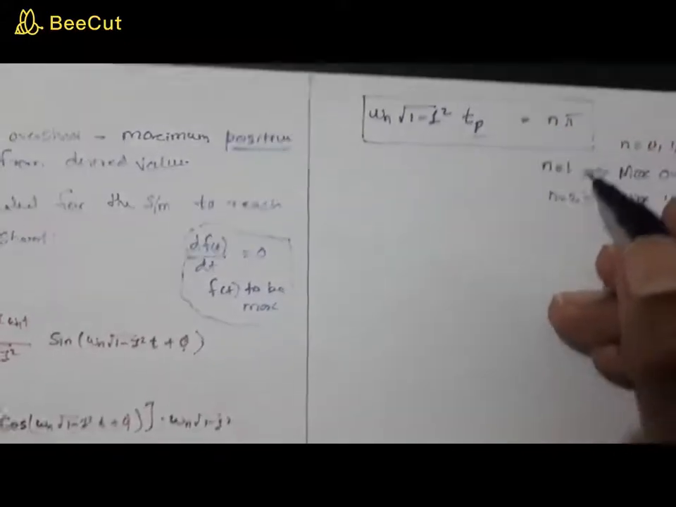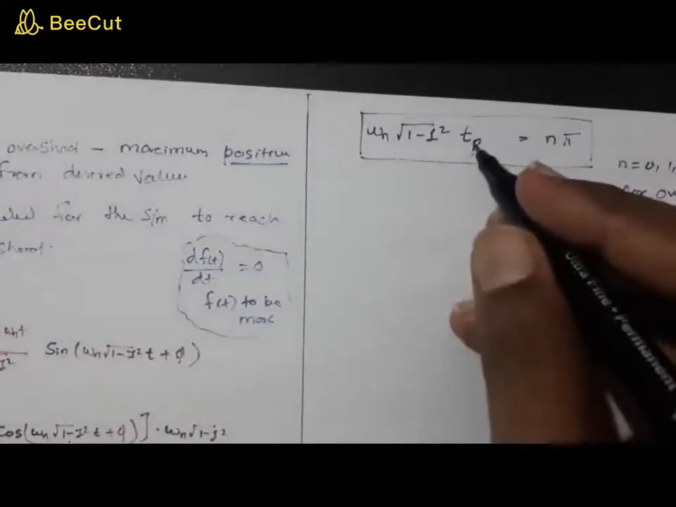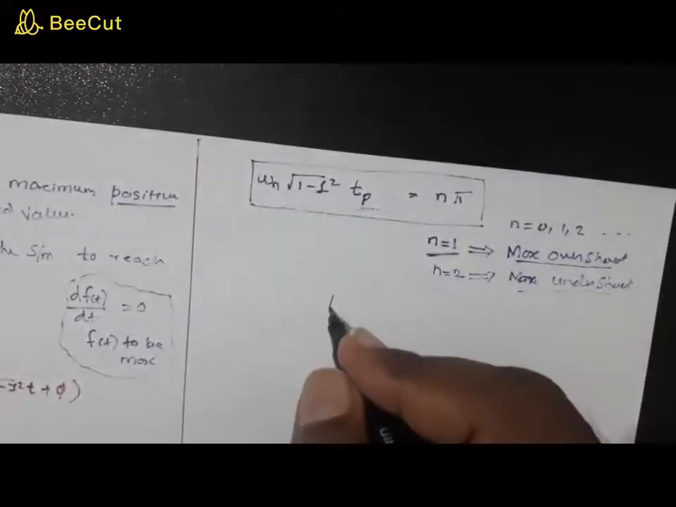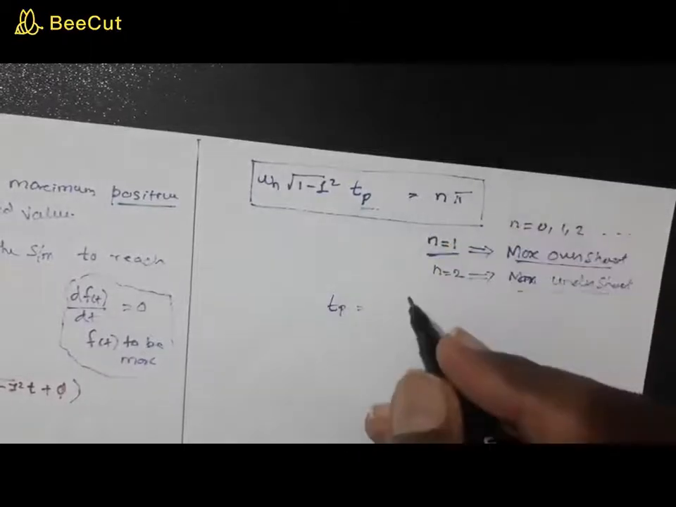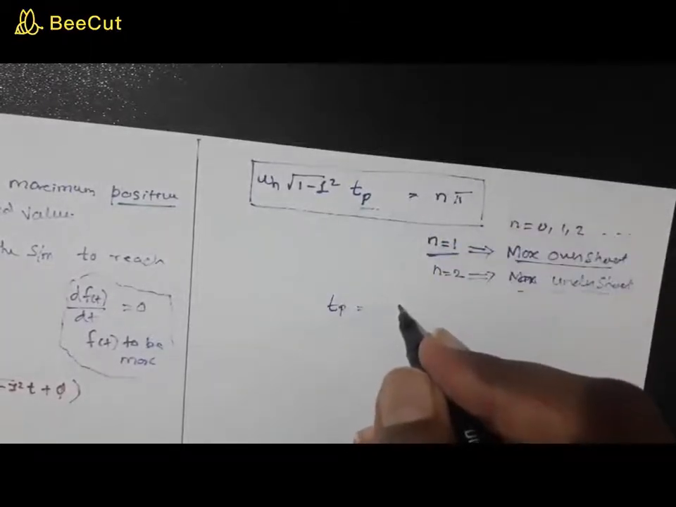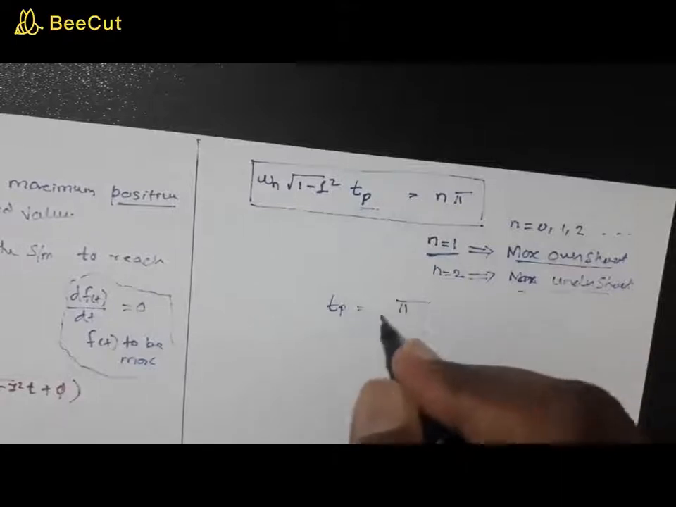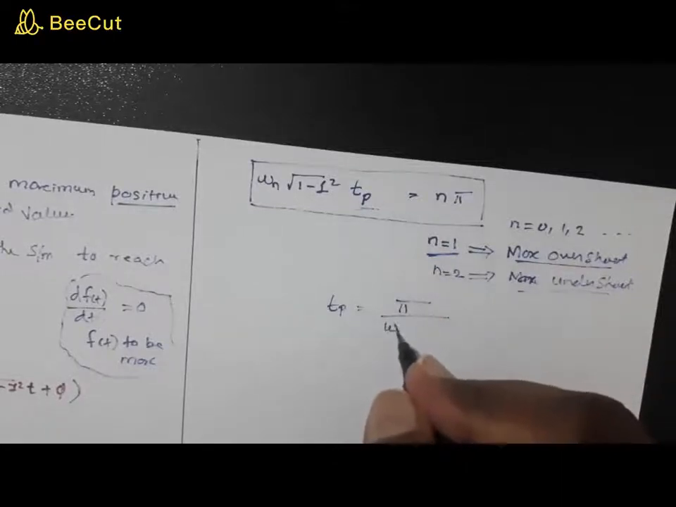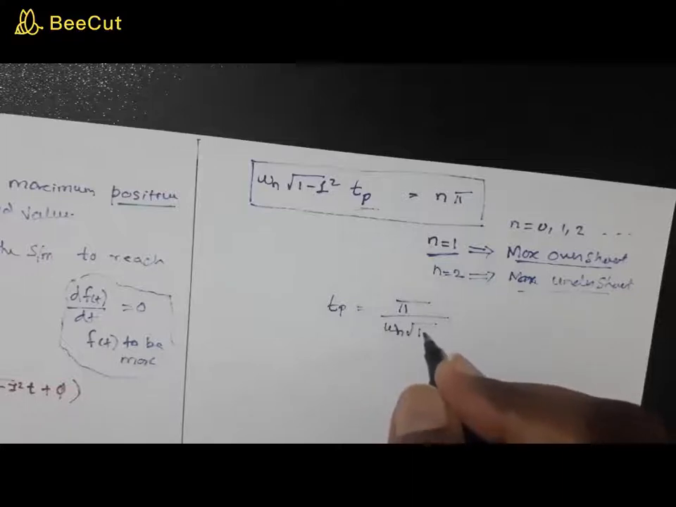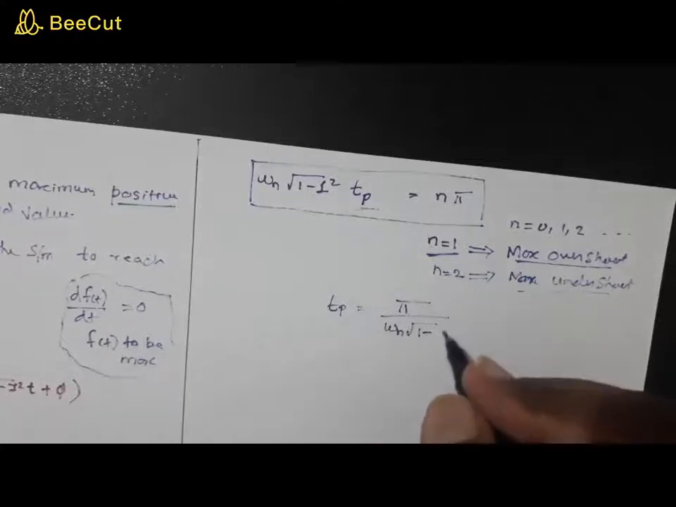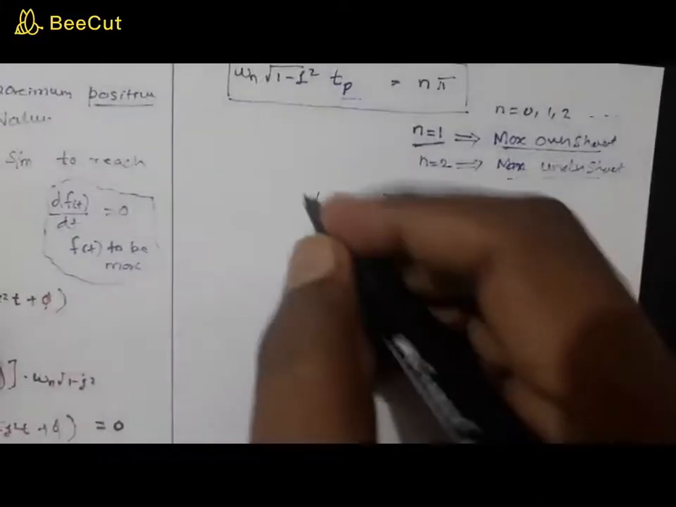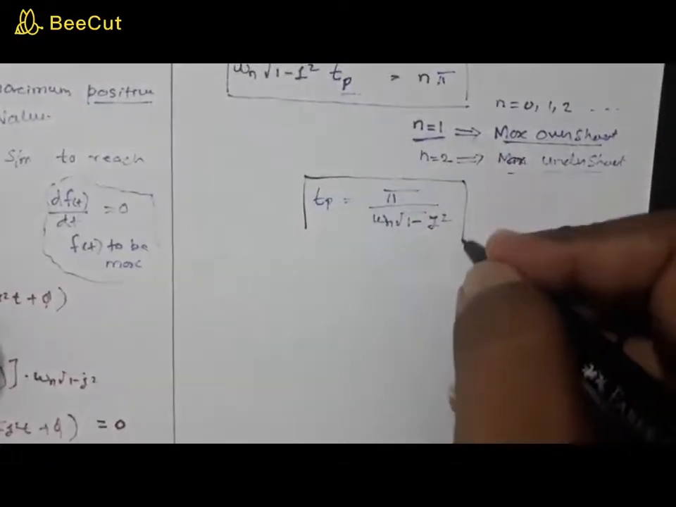Now this TP actually corresponds to n is equal to 1, because TP is defined as the time that it takes to reach the maximum overshoot. So TP is equal to, putting n is equal to 1, pi divided by omega n into root of 1 minus theta square. So this is TP. This is called the peak time.